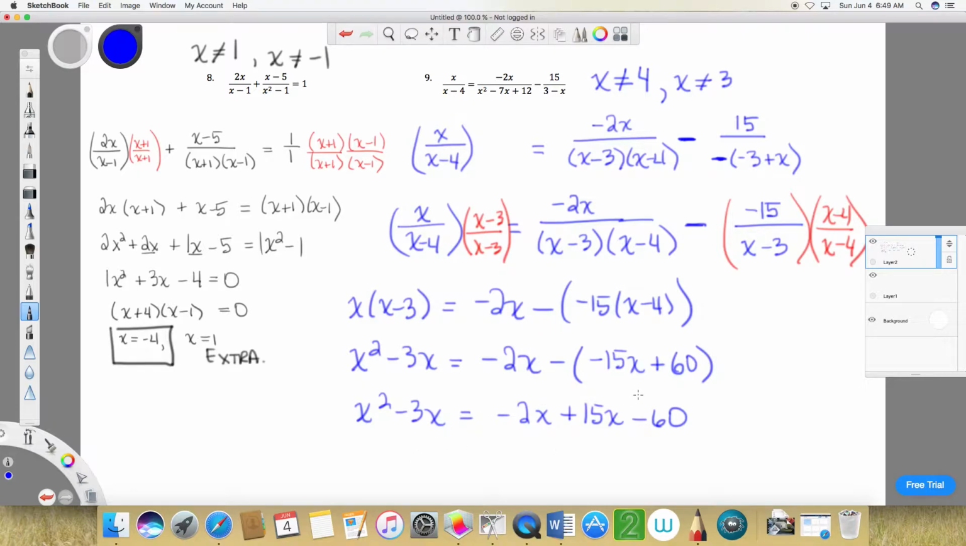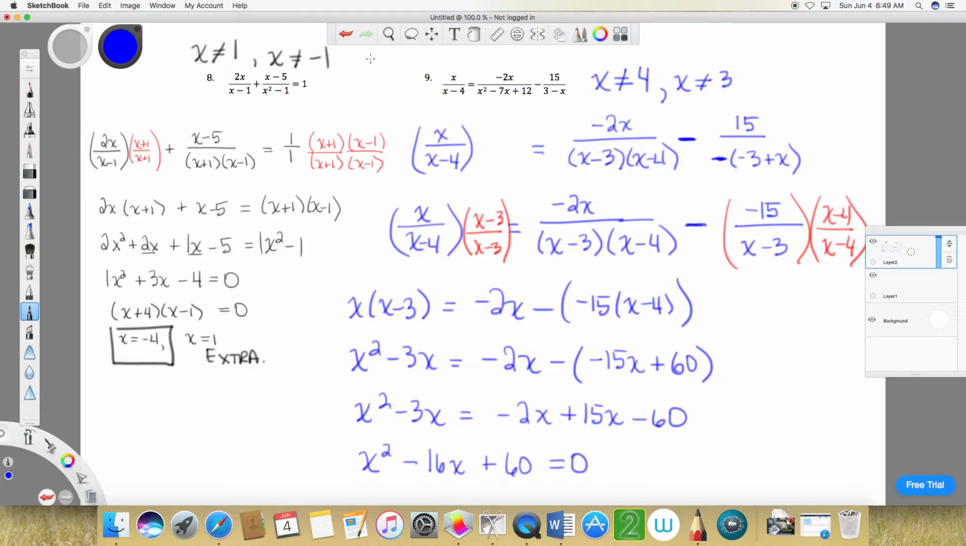All right, I'm going to collect everything on the left-hand side. So I've got my x squared. If I subtract 15x from each side, I'll have minus 18x. Oh, I didn't combine those like terms right there. So let's back up a second. The 15x take away 2x is 13x. So if I subtract 13x from each side, I'll have minus 16x. And if I add 60 to each side, plus 60.